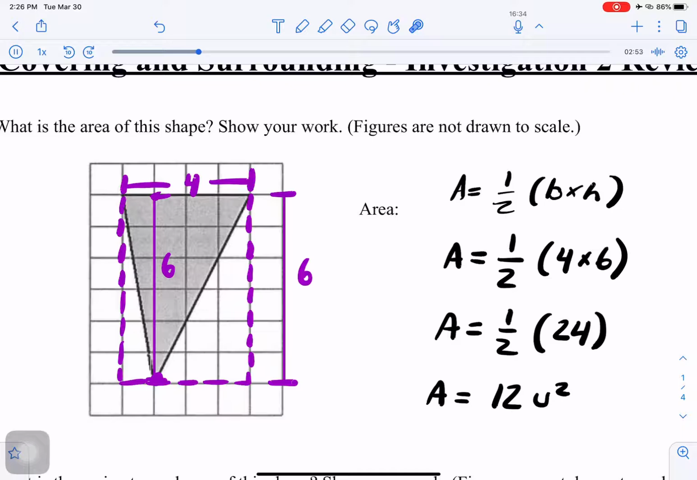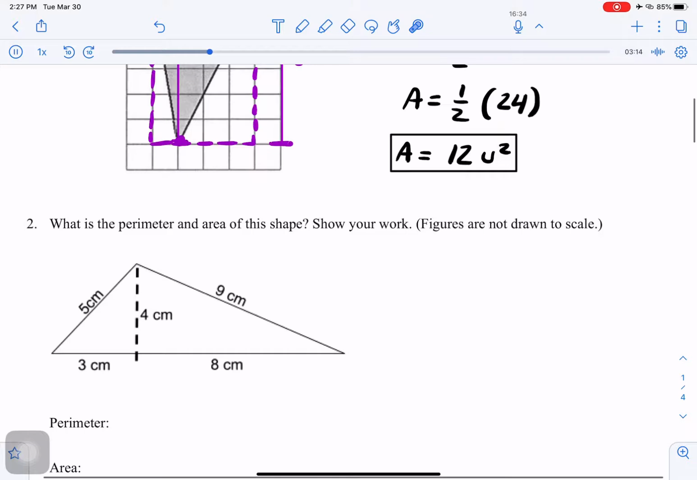Now just remember, if you don't see a unit like inches or centimeters or anything, we just use this U, so that way we're showing that at least we're finding the area, right? So units squared. Okay. Now moving on to number 2.